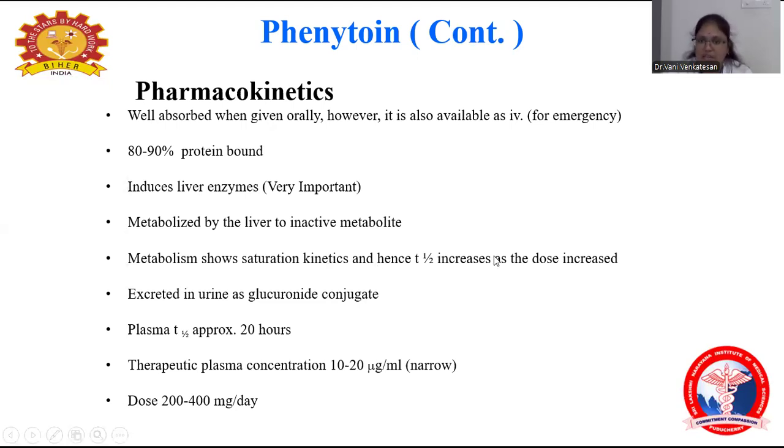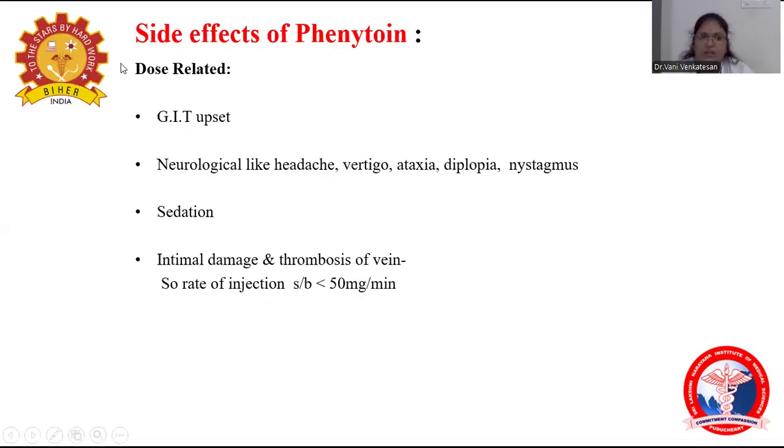Metabolism shows saturation kinetics, hence the half-life increases with dose increase. So when increasing the dose, this drug follows saturation kinetics. Even if you increase the dose to a minimum extent, the effect will be very marked. This is also a narrow therapeutic index drug like lithium. So you are supposed to consciously give the required dose for the patient. Excretion usually occurs in the urine. The therapeutic plasma concentration of phenytoin is 10 to 20 micrograms per ml, which is a narrow therapeutic index agent, and the dose should not exceed 400 milligrams per day.